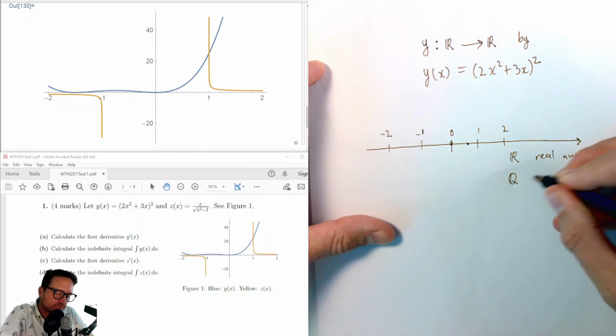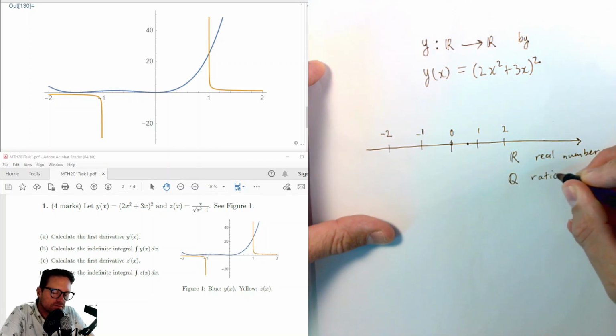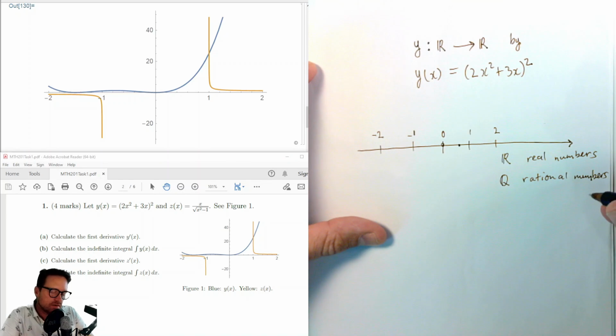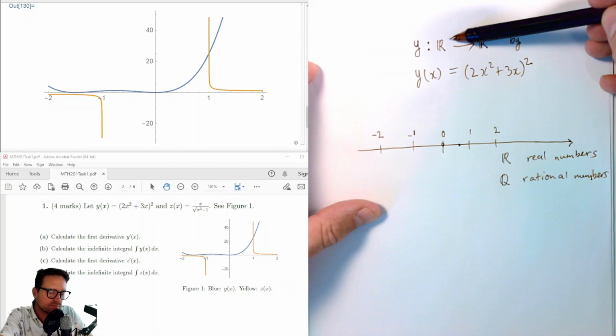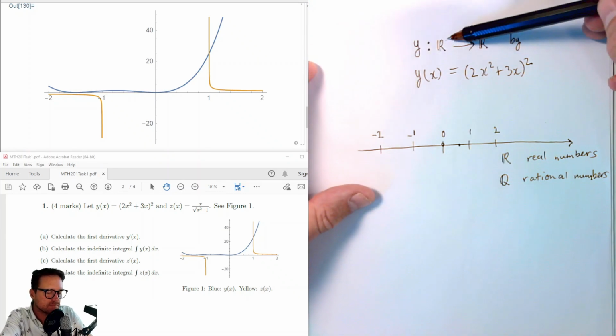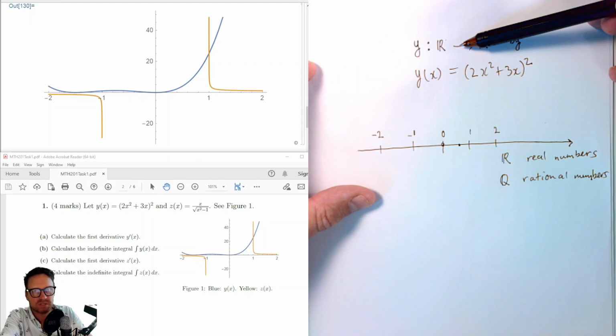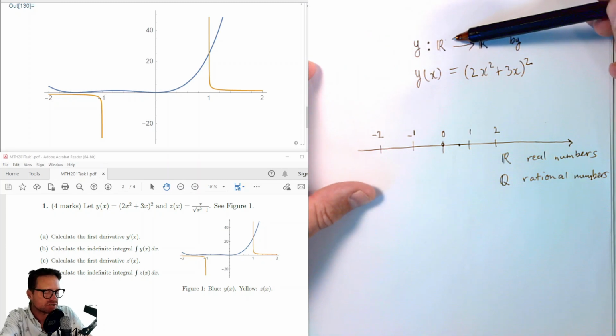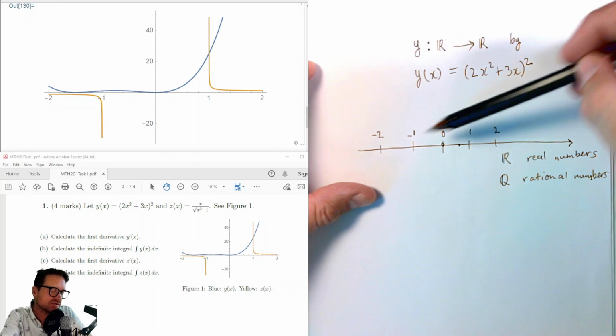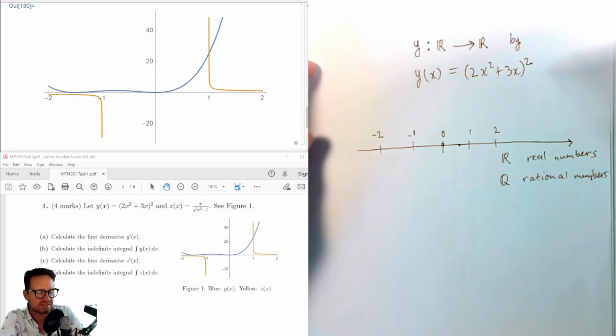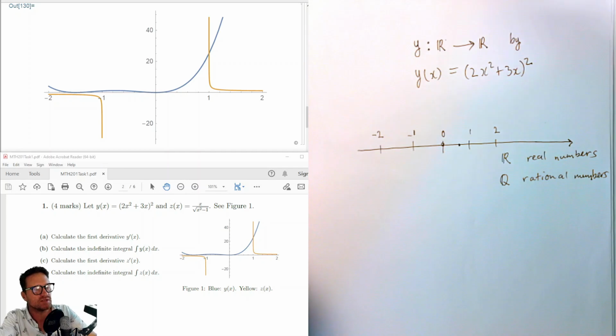So these are the rational numbers. And then we have the complex numbers, which is a set that includes the real numbers. But anyway, just some basics on sets and inputs of the function. So this says that the domain, the set of all acceptable inputs of the function, is just the real numbers. So every number that you can point out on that line is an acceptable input. So all possible real numbers.